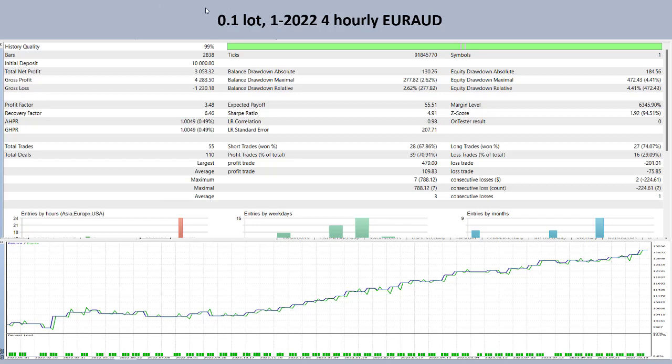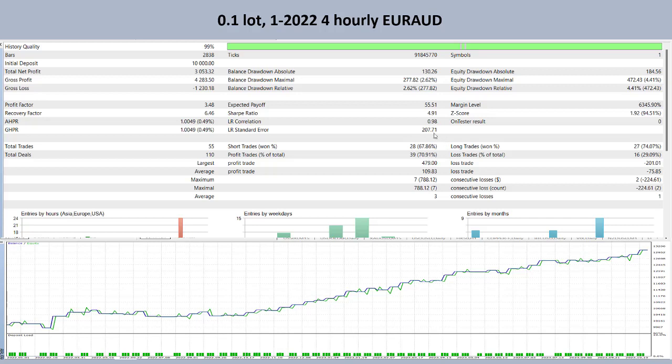So this is on 0.1 of a lot and a backtest from January 2022 on the 4-hourly chart for the Euro Aussie dollar. And you can see here the key figures that we look at is the gross profit. And remember, this is on 0.1 of a lot. Okay, so 1 mini lot is $3,000. The maximum drawdown was 2.6%.